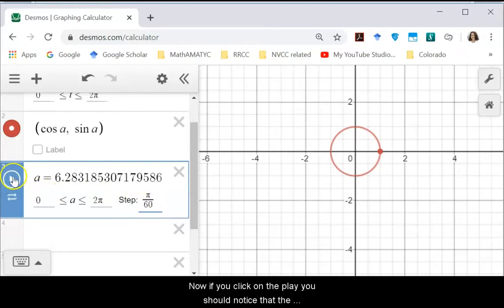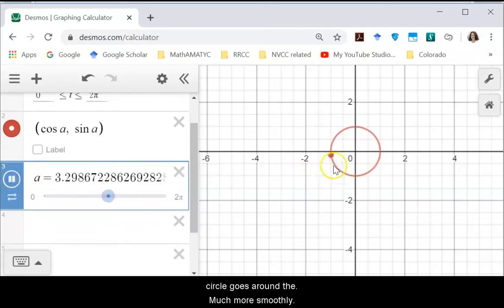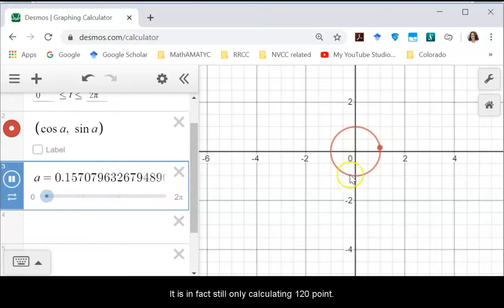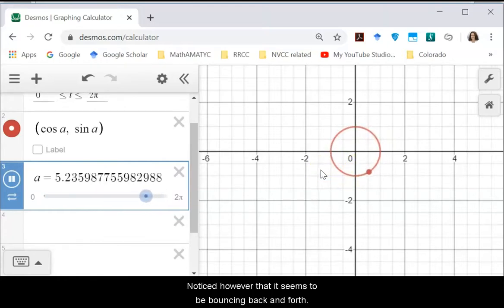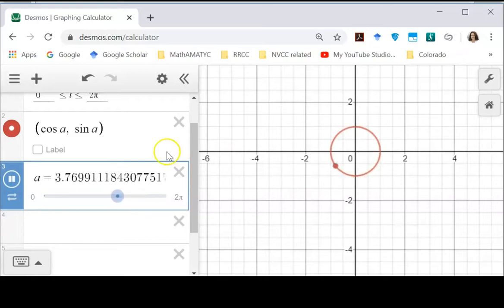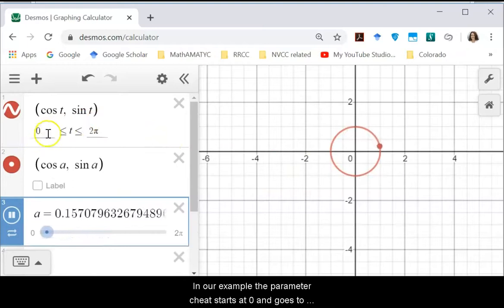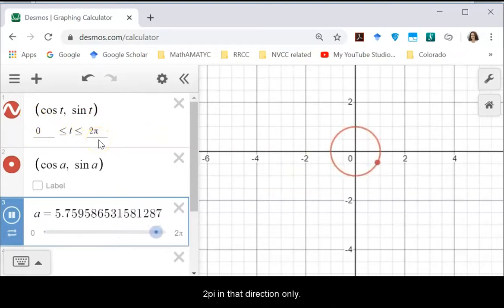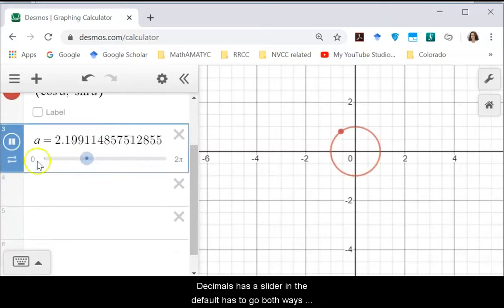Now, if you click on the play, you should notice that the circle goes around the dot much more smoothly. It is, in fact, still only calculating 120 points. Notice, however, that it seems to be bouncing back and forth, which would seem to indicate the direction is going both ways. That is not the case. In our example, the parameter t starts at 0 and goes to 2 pi in that direction only. Desmos has a slider, and the default is to go both ways.